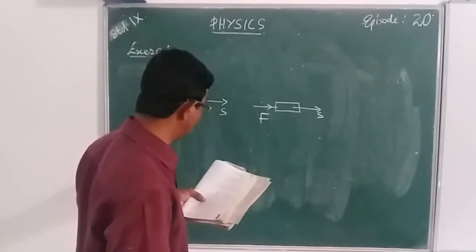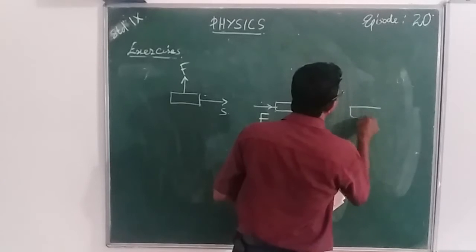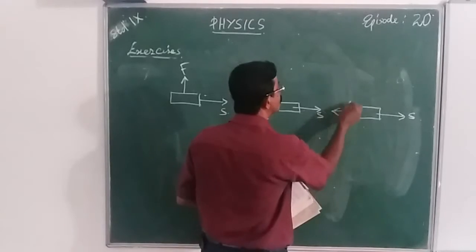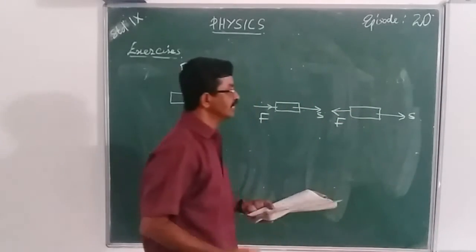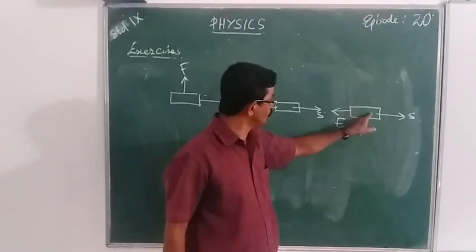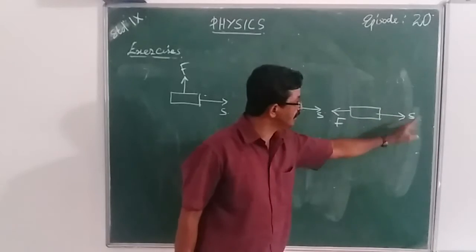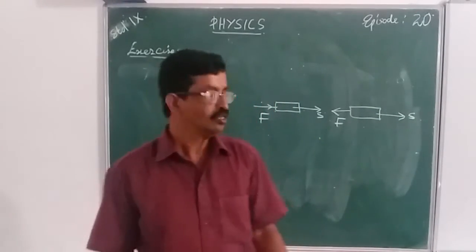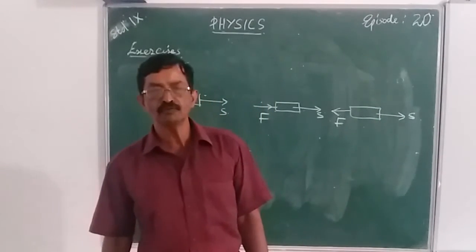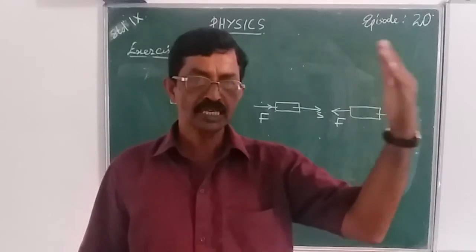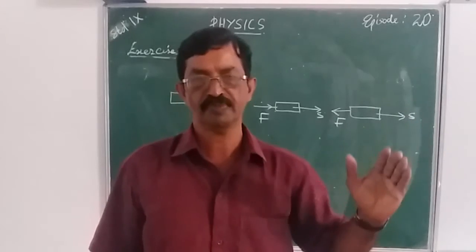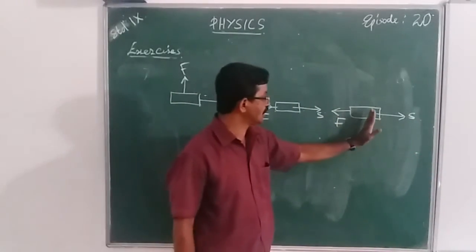Now see another one. This is the block. This is the displacement. This is the direction of force. Here the force is opposite to the displacement. That means force is acting in this direction and displacement in this direction. So, in this case, work is negative. Example, frictional force. Friction is a force which acts opposite to the direction of motion or displacement. Here the work is negative.